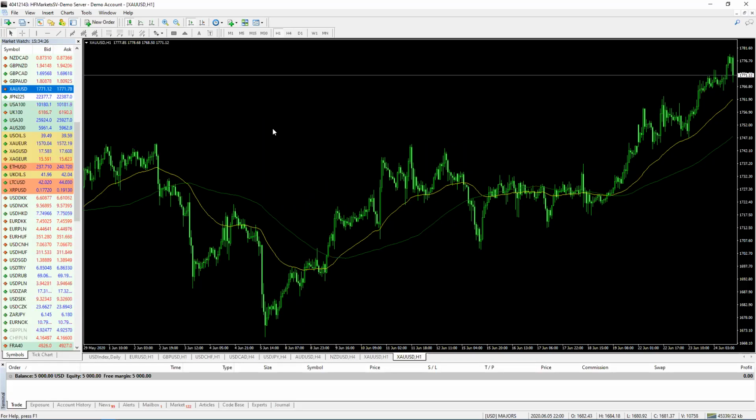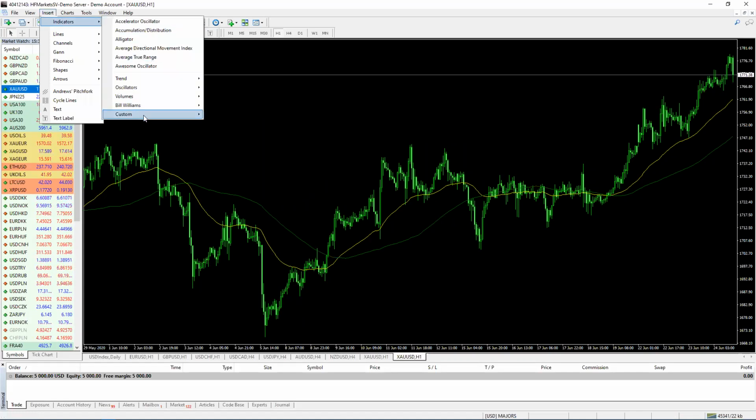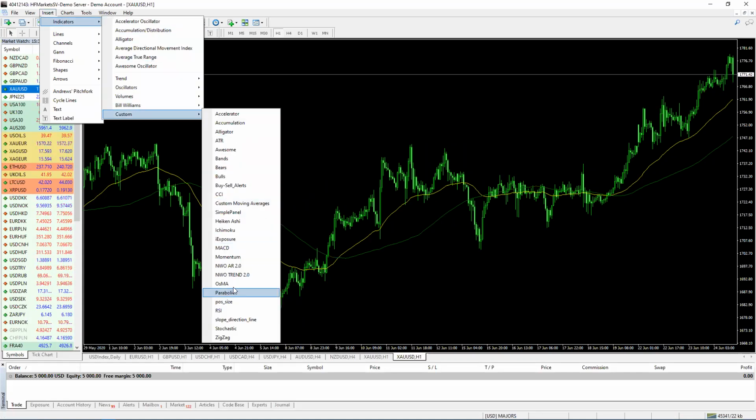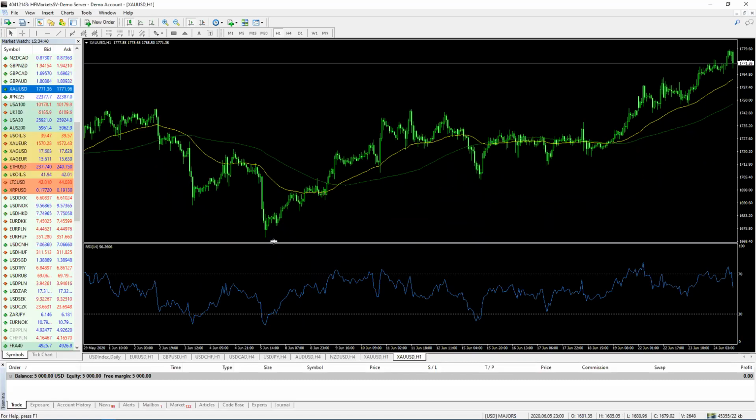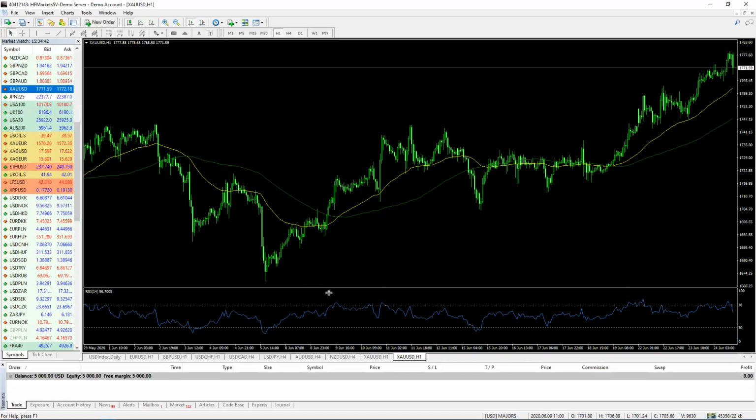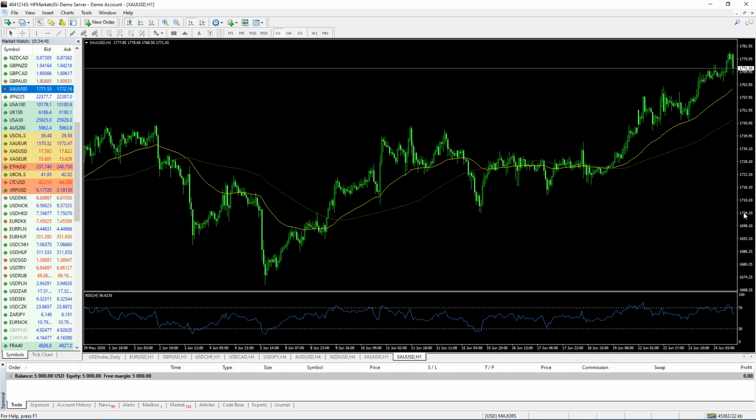Okay. RSI, insert indicators, custom RSI, RSI. Okay, RSI 14. There you go. Hope this is clear. In case there is any question, just ask. So there you go. So that's how you put up indicators on your chart. In case of any question, please ask.